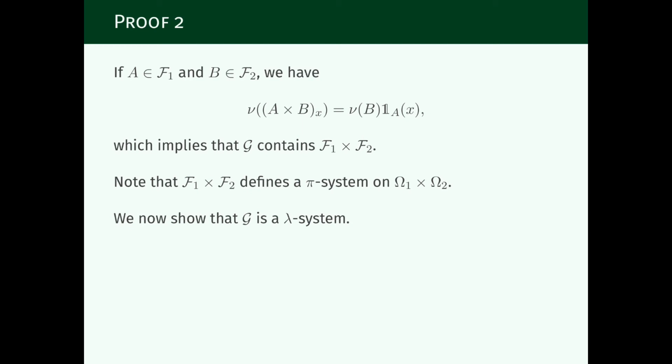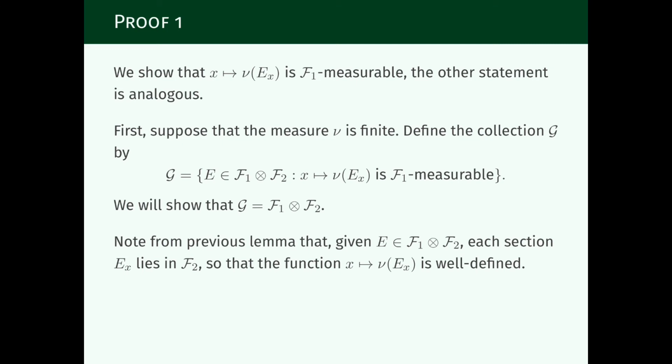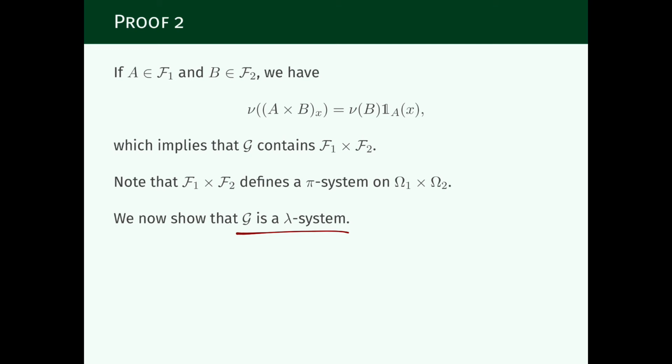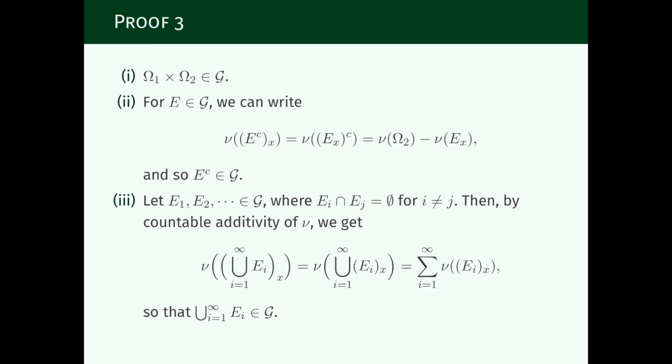It turns out we cannot show that G is a lambda system just like that. We're going to take one step back and first suppose that the measure nu is finite. So nu of omega 2 is just a number, not infinite. We suppose that first, and later on we're going to make an argument to go from the finite case to the sigma finite case. So suppose this is finite; in that case we're going to show that this family G is a lambda system. How to show that?